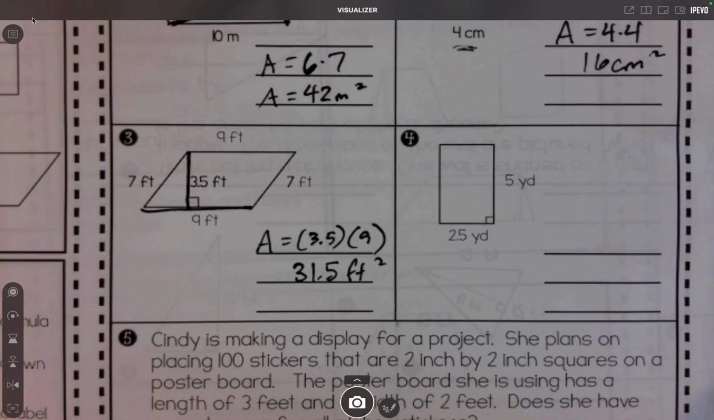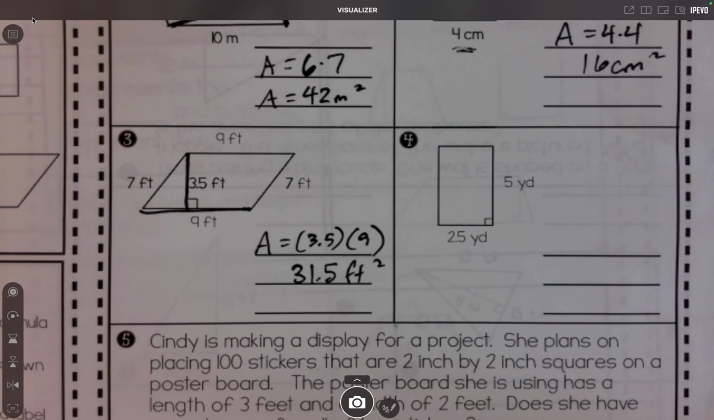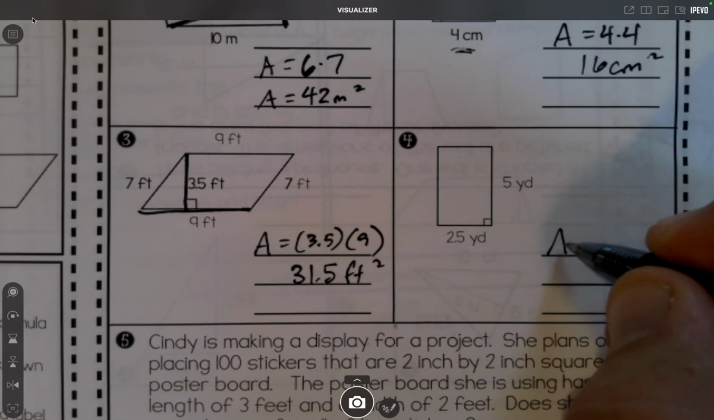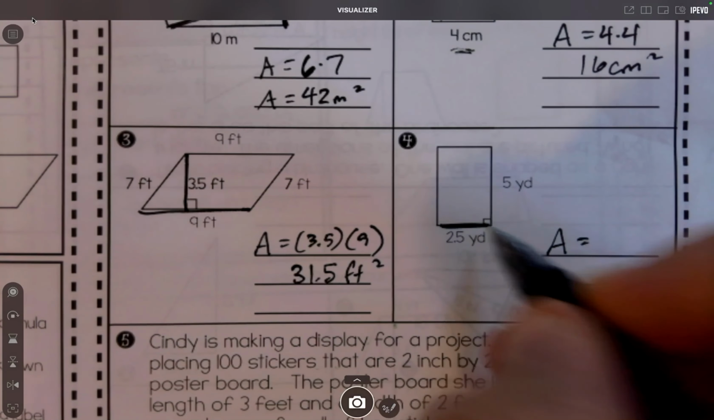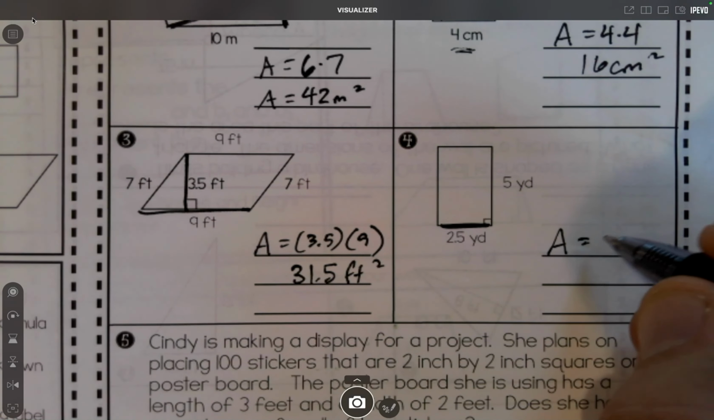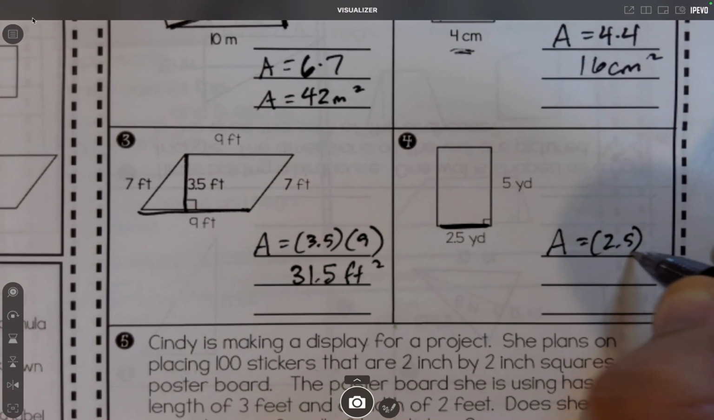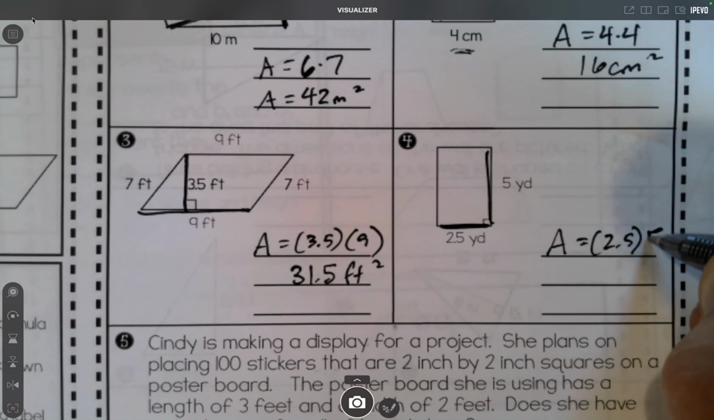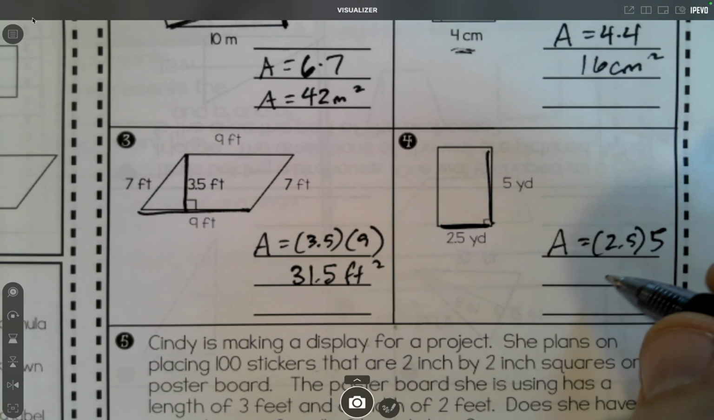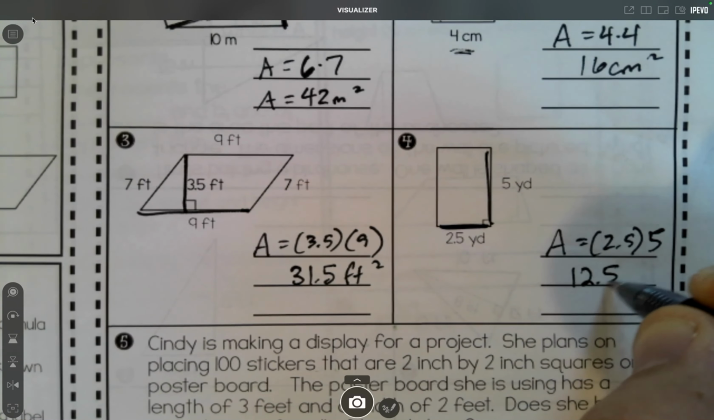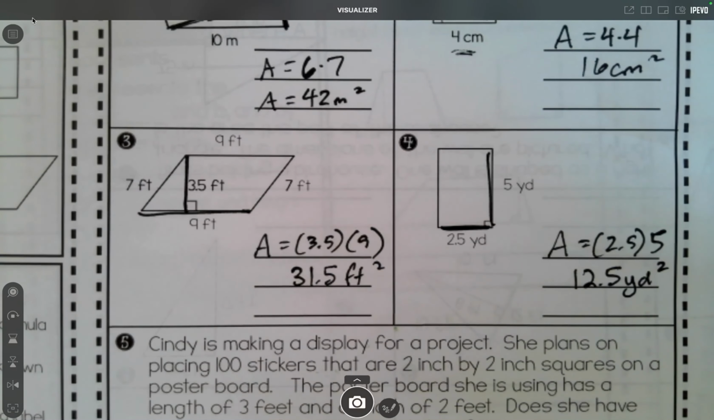Okay, 4 is also a parallelogram. It's also a rectangle. Base times height. So our base is this right here, 2.5. Our height is right here, 5. 2.5 times 5 is 12.5. So the area is 12.5 square yards.